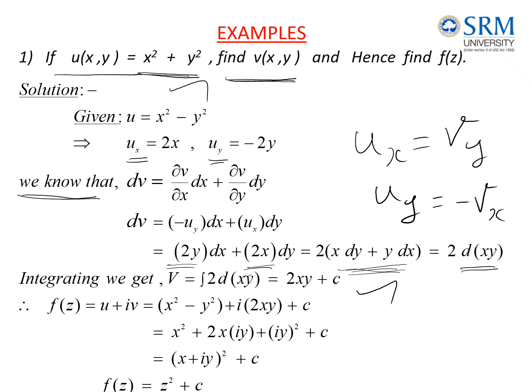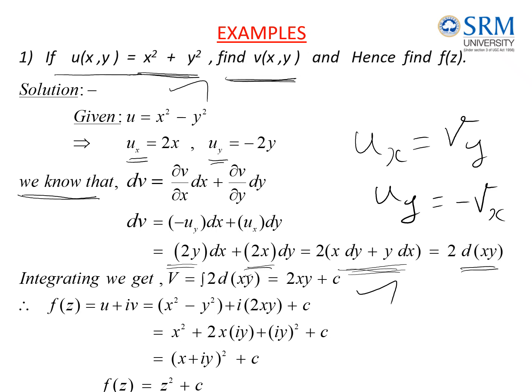x square plus 2x, and this i and y I'm combining and writing as iy, then minus y square is there, that I'm rewriting as i square y square. i square is minus 1, so that it will satisfy with this minus sign. So now it is of the form a square plus 2ab plus b square, that I can write as a plus b the whole square. So I'm getting it as x plus iy the whole square.